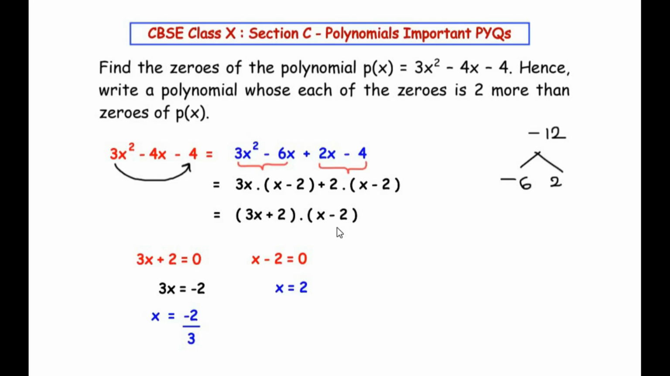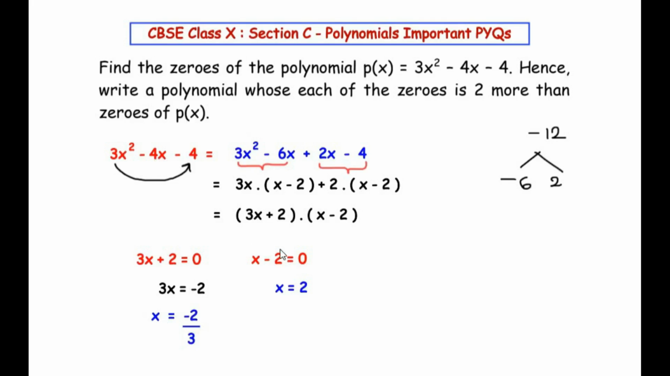And now to get the zeros, we are going to equate each of these factors to 0. So 3x plus 2 equal to 0 and x minus 2 equal to 0. Now for the first factor, we are going to take positive 2 on the right hand side. So we get 3x is equal to negative 2. Now taking 3 to the other side of the equal to sign, we get the value of x as negative 2 over 3. So this is our first zero of this given polynomial.